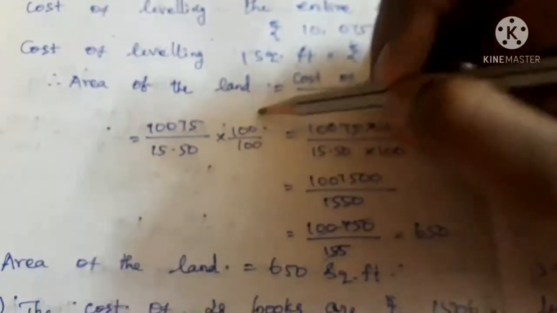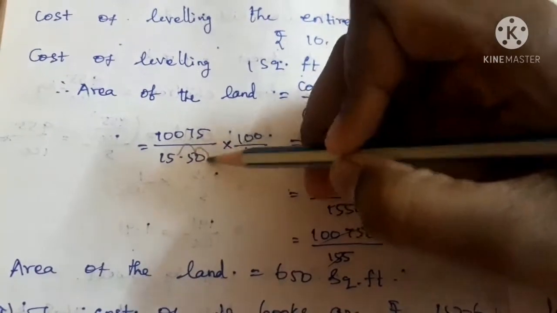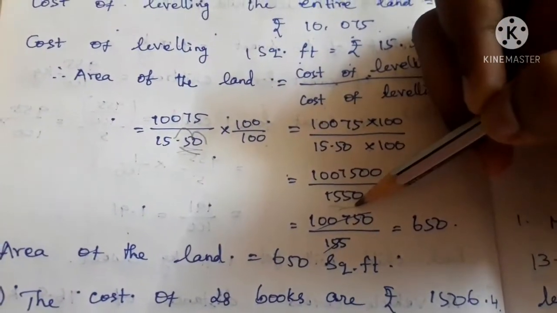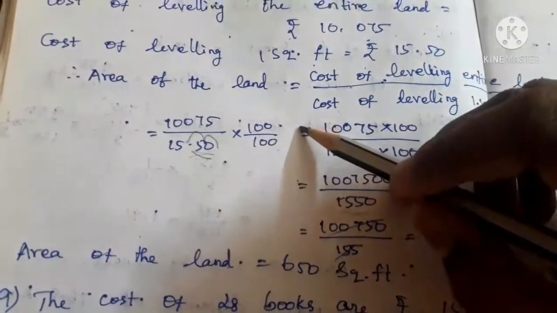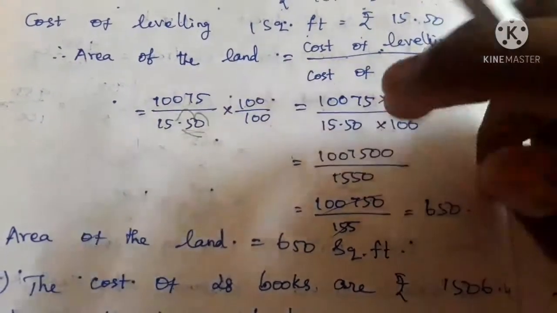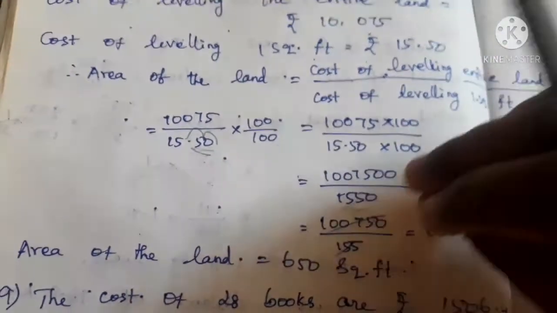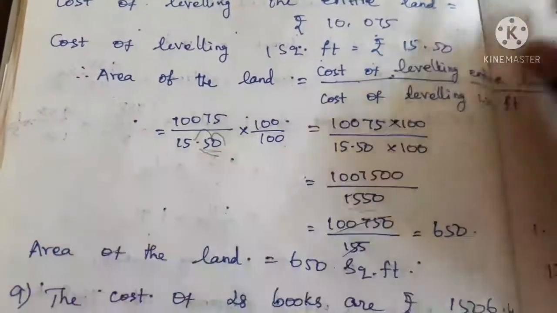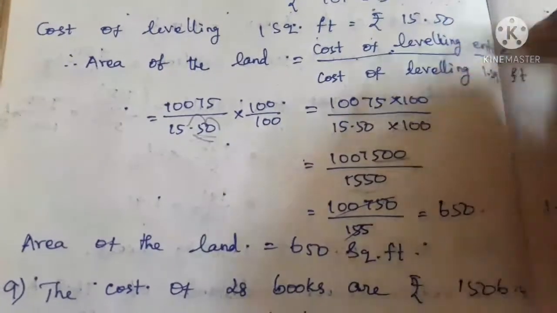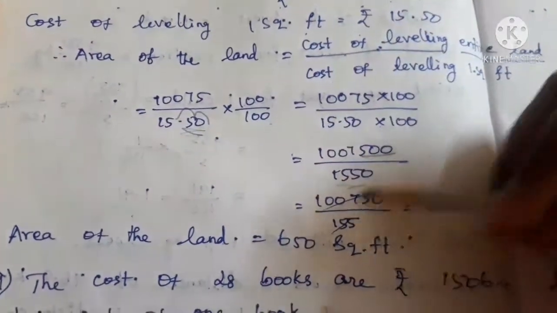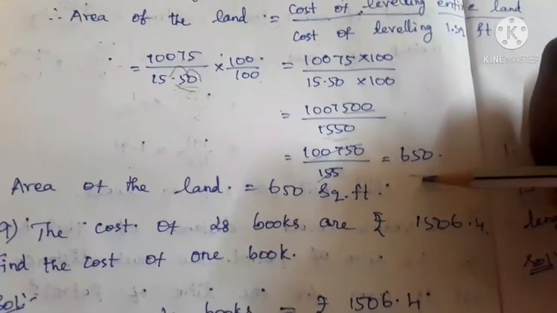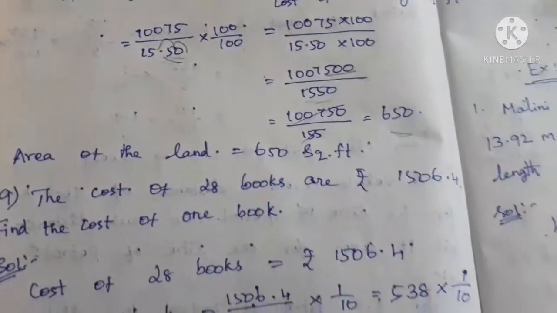I am multiplying by 100 and 100 to convert this decimal into a whole number. Here it has been converted, and I told you already, when you multiply the denominator with some number, you should obviously multiply the same number with the numerator. After 5 you will get 2 zeros because of multiplying by 100. So when you cancel all these, you will get 650. Therefore the area of the land is 650 square feet.